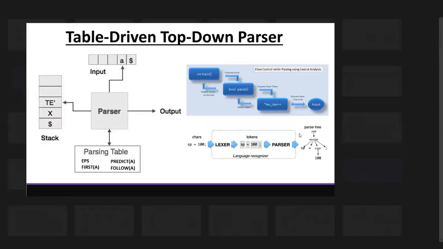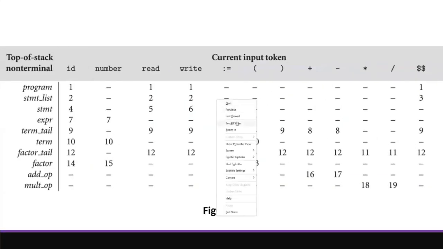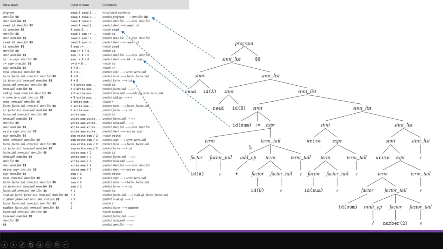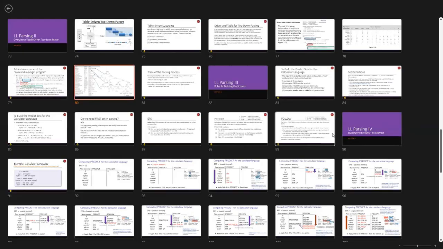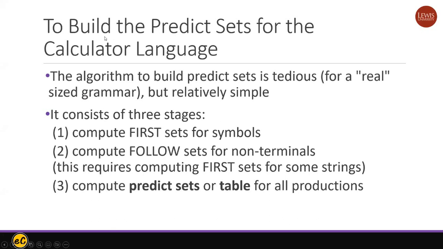That would actually help you to build a table like this, and then later perform the parsing like this. But before we do that, let's look at this predict set. To build a predict set for a calculator language, there are three stages. You build a first set, a follow set, and a predict set. So usually we will build three sets: first set, follow set, and predict set.